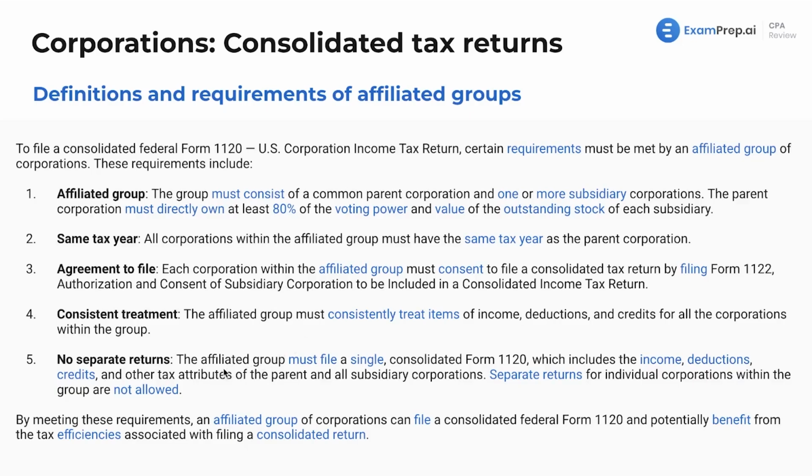No separate returns. The affiliated group must file a single consolidated form, which includes the income, deductions, credits, and other tax attributes of the parent and all subsidiary corporations. Separate returns for individual corporations within the group are not allowed. It's just one return. That's the whole point. We're consolidating it into one. We're not giving it different returns. Now, by meeting these requirements, we can potentially benefit from the tax efficiencies associated with filing a consolidated return. And yeah, we're going to talk about the pros and cons of it all as we go through the lesson.